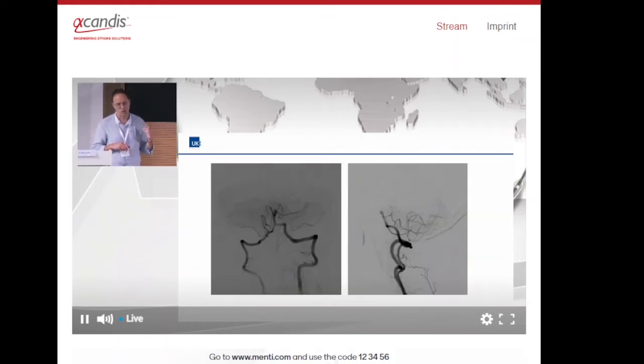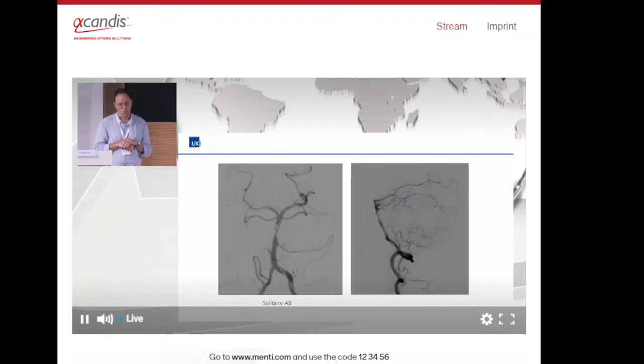So we took him directly to the angio suite. You see this mid-basilar occlusion. We put in at that time the Solitaire AB. You realize this case took place some years ago. And you see recanalization while having the stent retriever in place.